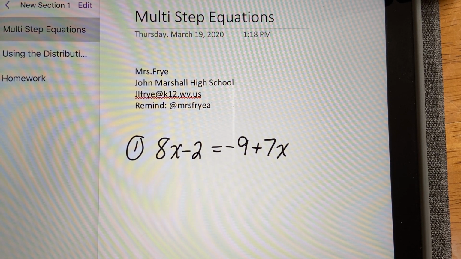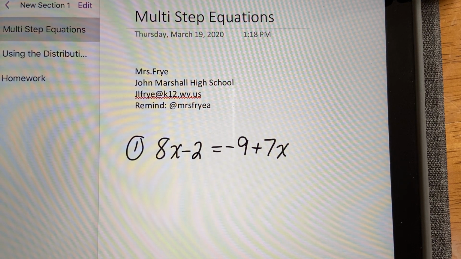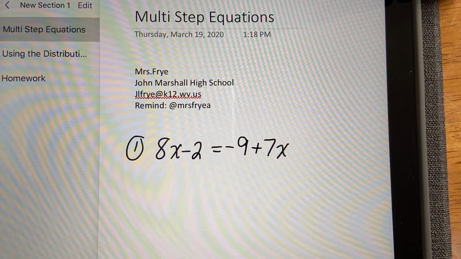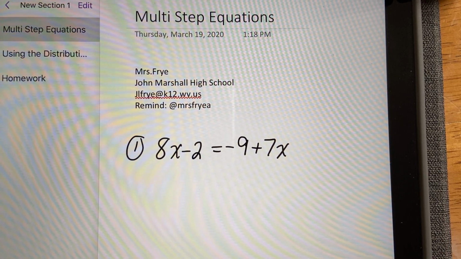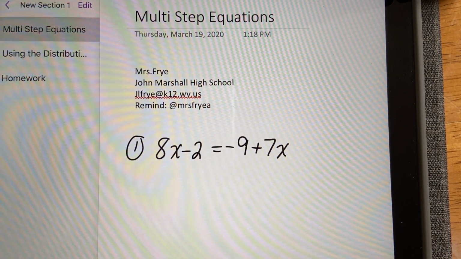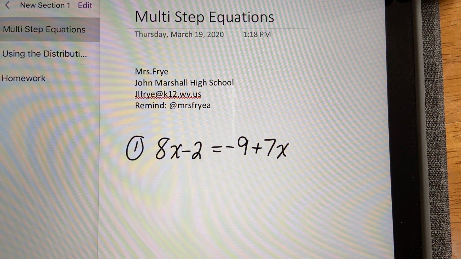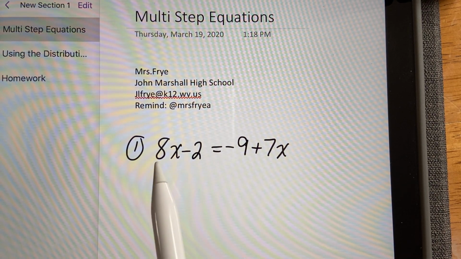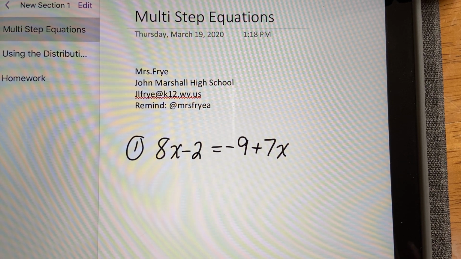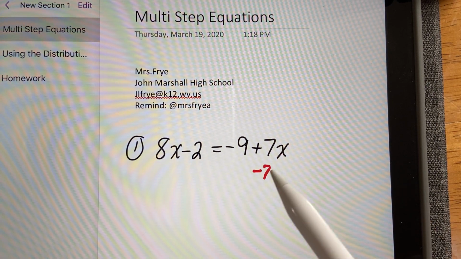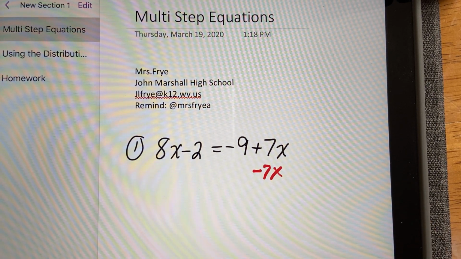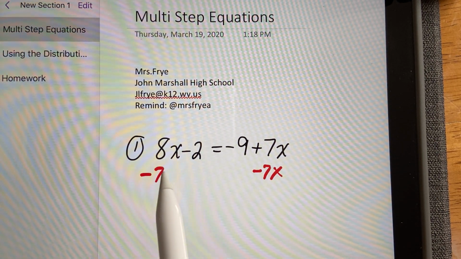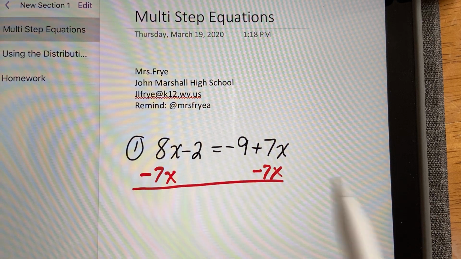I always want to start out by subtracting or even adding this variable on both sides. Remember, the variable is just the letter. Okay, so I always go to the smaller number that has a variable with it. So in this case, that would be 7x, because I have 8x and 7x. Okay, so I'm just going to subtract 7x on both sides. So put minus 7x right underneath of 7x, and then minus 7x right underneath of 8x. Okay, so we want to line those up.